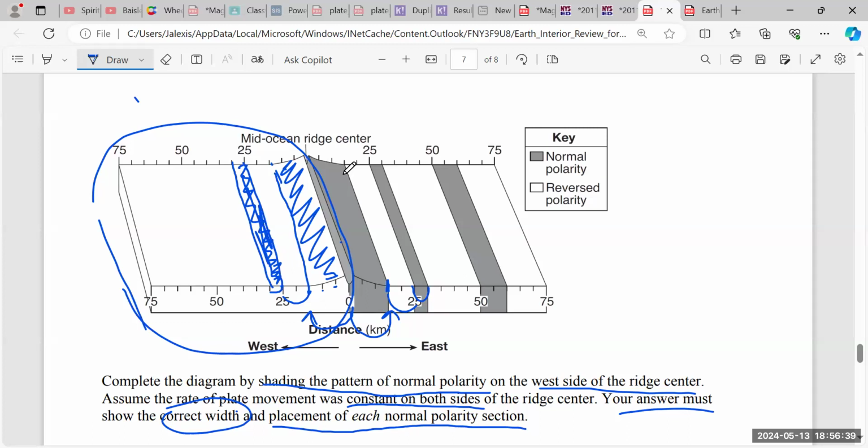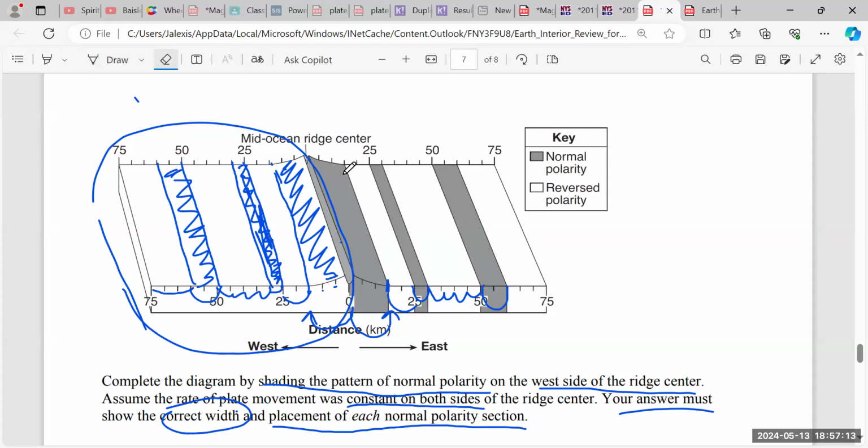Then from here, 1, 2, 3, 4 lines, up to 50 is white. So those 4 lines have to be white, not shaded in, and I did that. And then from 50 to 2 lines over is shaded. All right. And then the rest has to be white to 75.